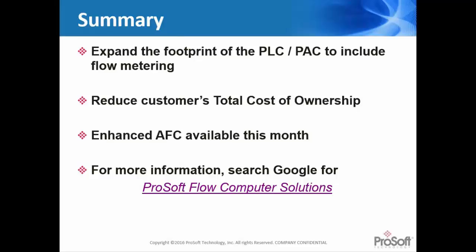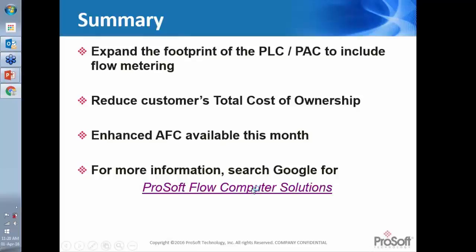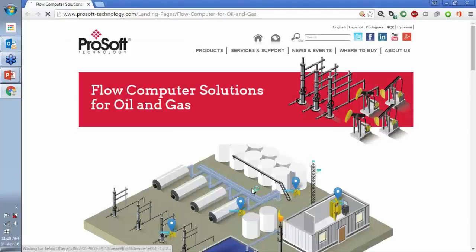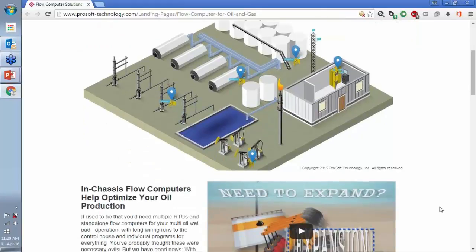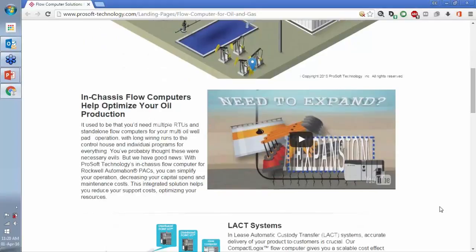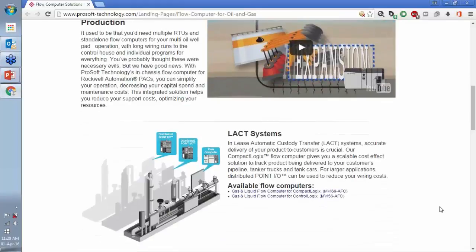If you want more information, you just type ProSoft Flow Computer Solutions into a Google search, and your first hit should be a landing page on the ProSoft website. And this landing page, once it opens, I'm going to demonstrate here. This landing page will show you a summary of all the oil and gas solutions that are available from us. What products and what solutions are available. So as you can see there, there's a video on flow computers. There's a short write-up also on LACT systems.